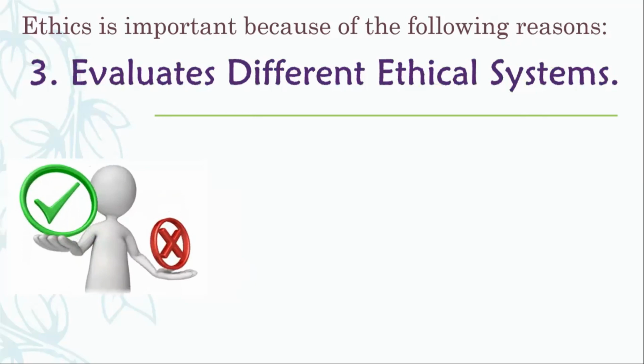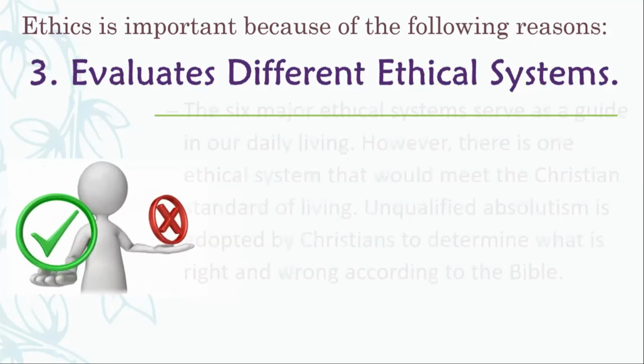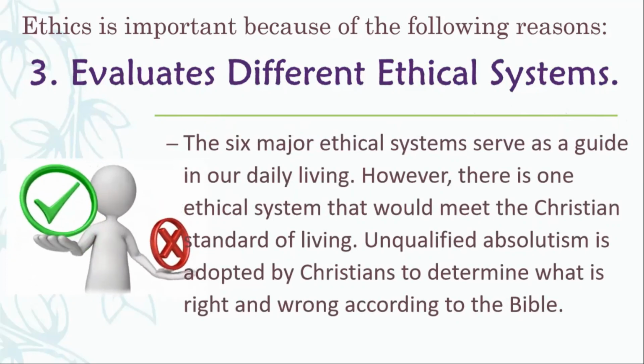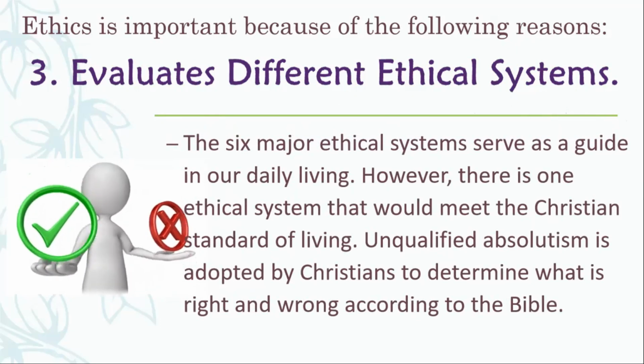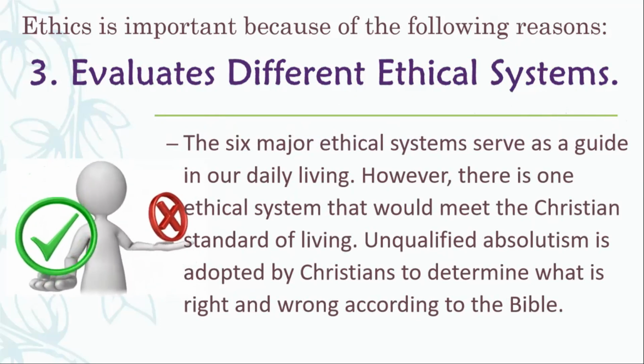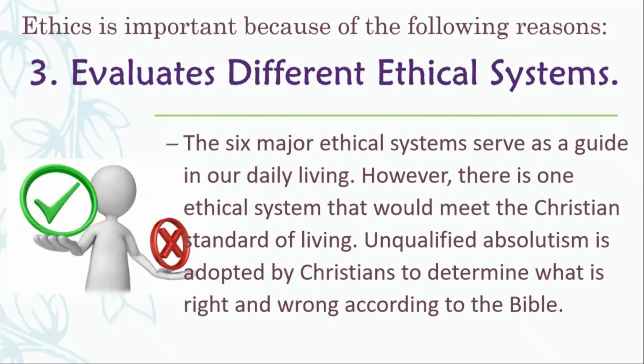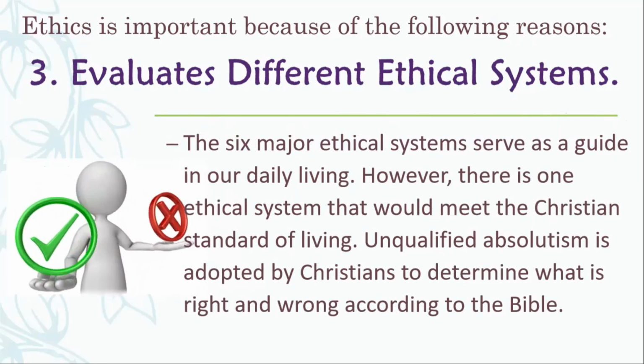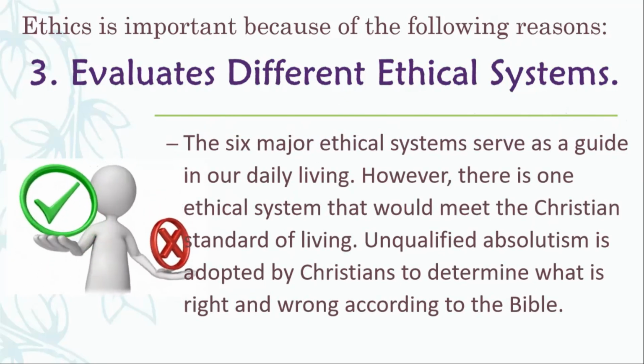And of course, it evaluates the different ethical systems. There are 6 major ethical systems which serve as our guide in our daily living. However, there is one ethical system that would meet the Christian standard of living, and qualified absolutism is adopted by Christians to determine what is right and wrong according to the Bible.